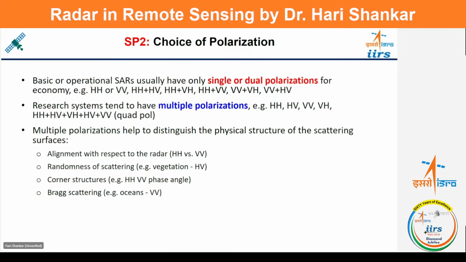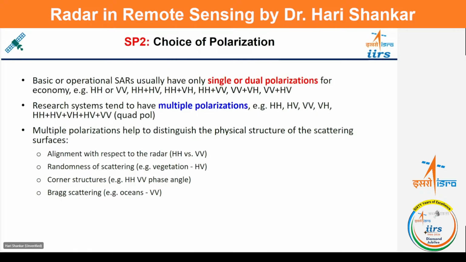But yes, multiple polarizations are also possible, like HH, HV, VV, and VH. All are available together from a single satellite, like HH plus HV plus VH plus VV. This is mentioned twice, but it is four only. All four channels are there. So this is called fully polarimetric data, or full pole data, or it is also called quad pole data.